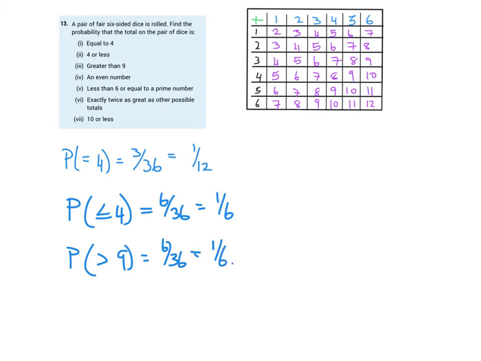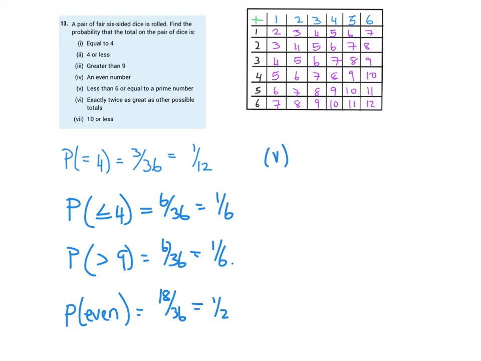Okay, next part, an even number. So we've P of even. So how many even numbers have we got? 1, 2, 3, 4, 5, 6, 7, 8, 9, and count them up, and we have 18 even numbers out of the 36, which is a half. Okay, next, part 5.